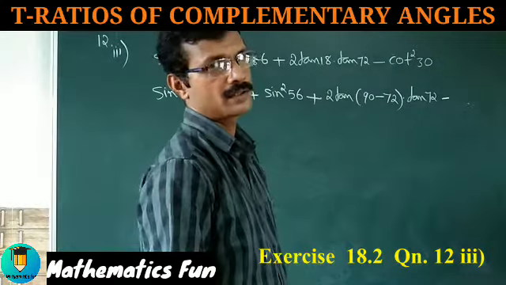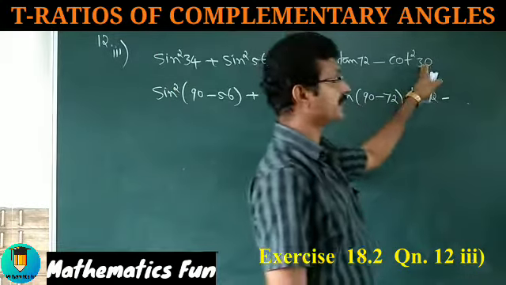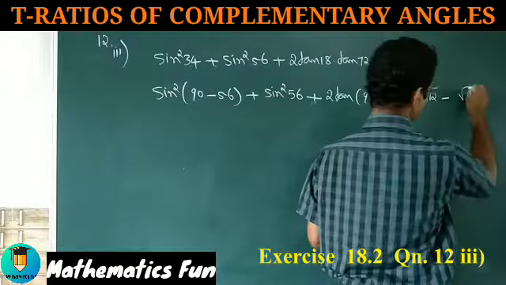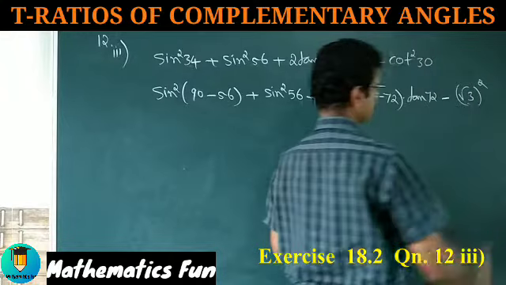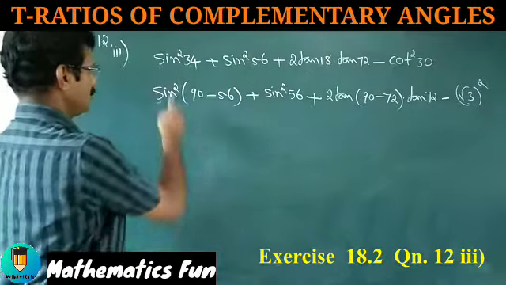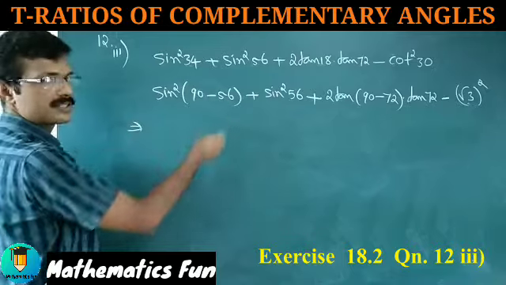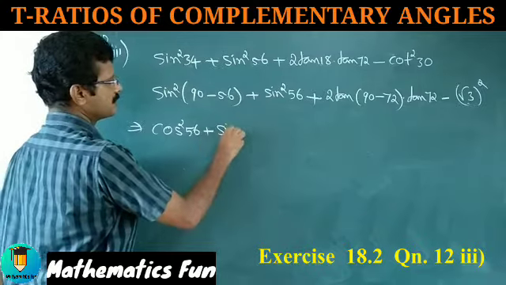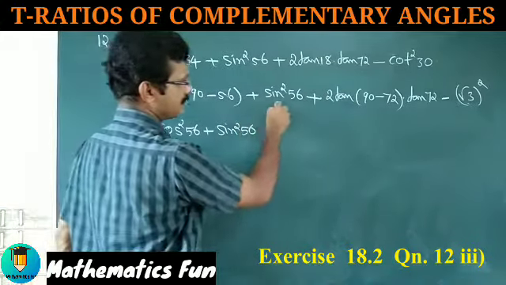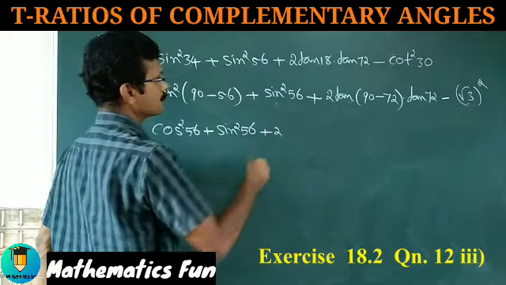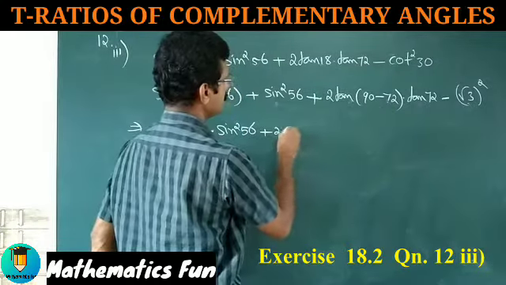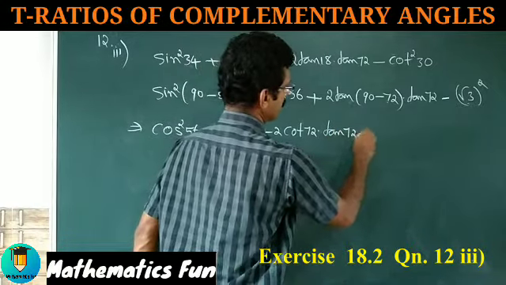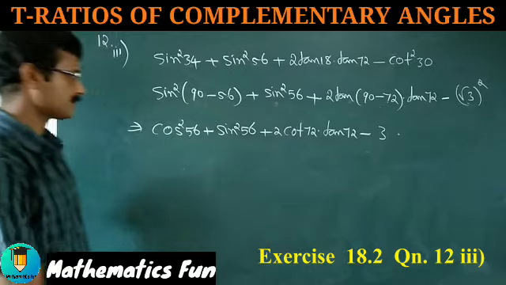Now 30 is a standard angle, and we need cot 30. For 30 degrees the coordinates are root 3 by 2, 1 by 2, and cot means cos by sine. So cot 30 is root 3. Now sin 90 minus theta is cos theta, so this is cos square 56 plus sin square 56, and plus 2 tan 90 minus theta is cot theta, cot 72 into tan 72, minus root 3 square, which is 3.